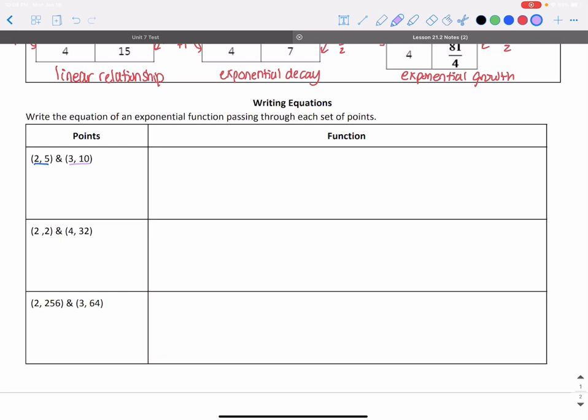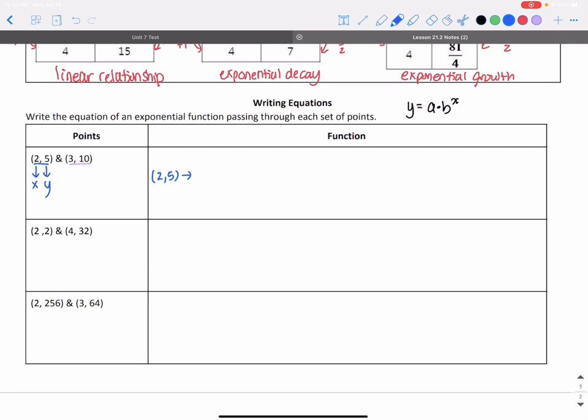What I know is my x and y, and I know that the general form for an exponential function is y equals a times b to the x power. So this is what I know. I know my x's and y's for each of these ordered pairs. So in the first pair, x is 2 and y is 5. I'm going to take (2, 5) and write a function, as much as I can of a function, with that x and that y value.